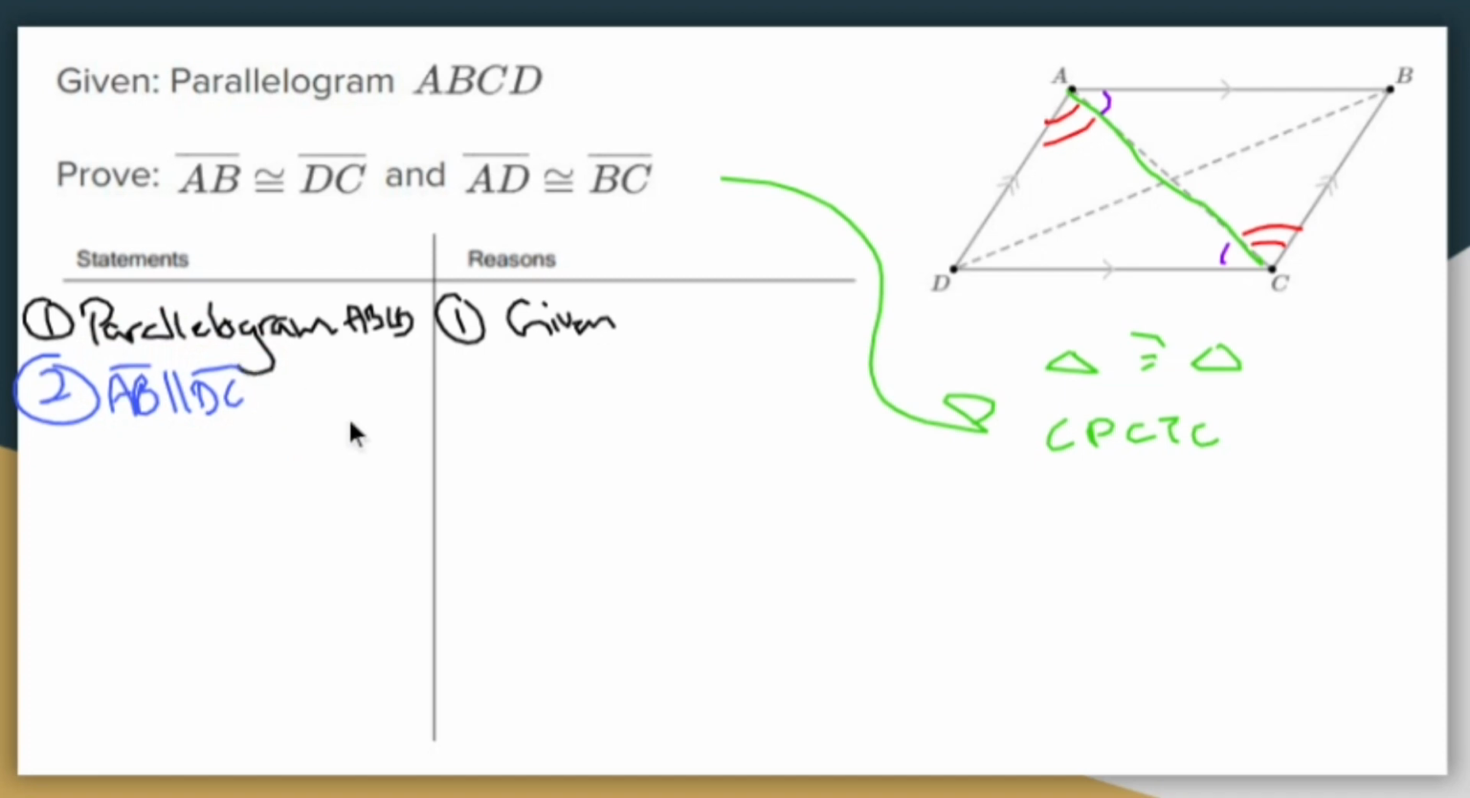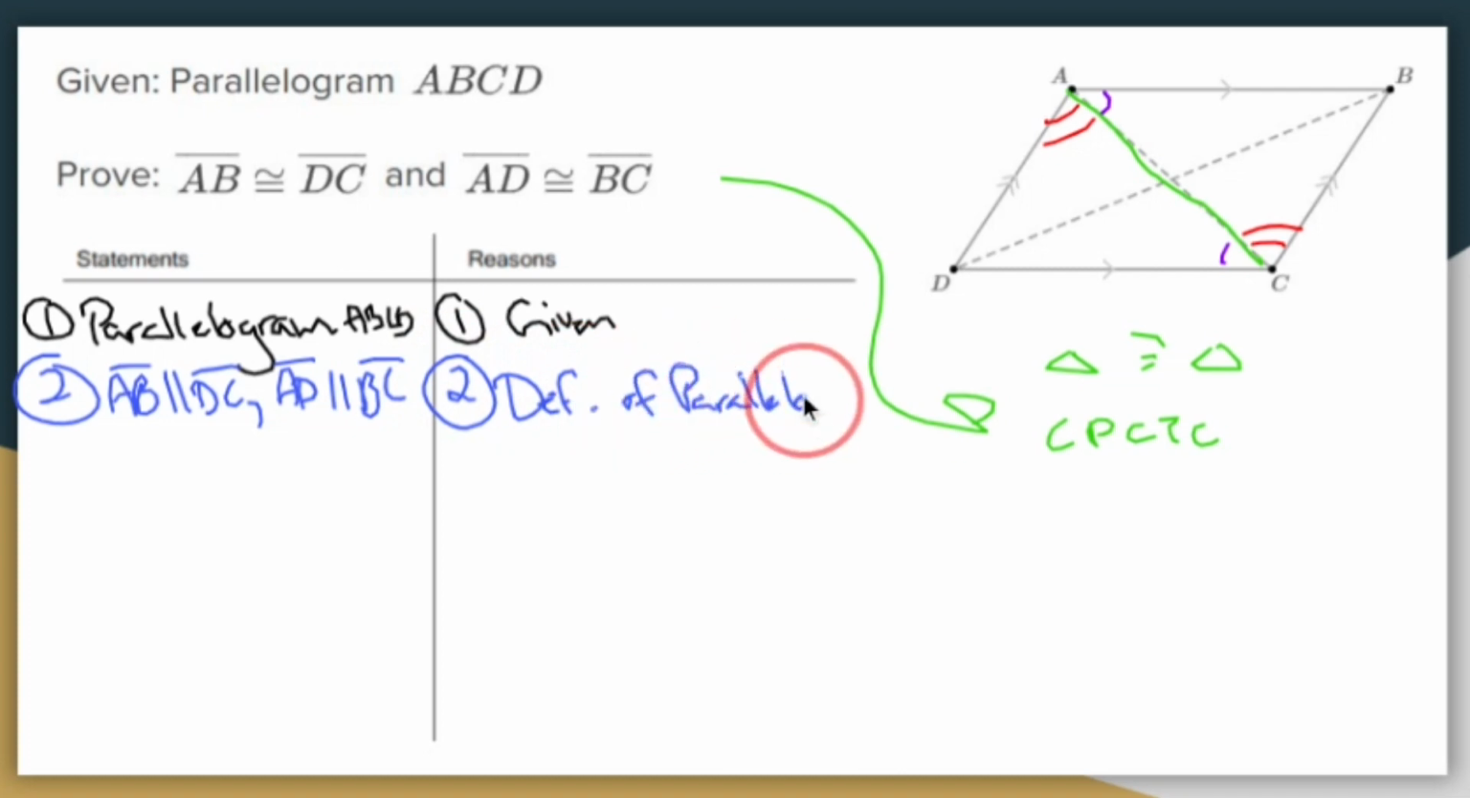And I'll just say also that AD is parallel to BC. Okay, no harm in saying that. Didn't kill us. I'm still alive. That's the definition of parallelogram. Can I fit it in? I did. Barely. Looks sloppy, but I did.